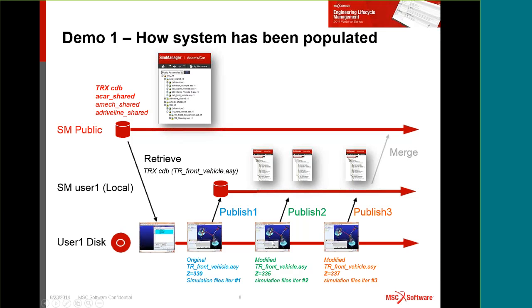For the second run, he modified the hard point position, saving and modifying the local assembly and subsystem files, running the second simulation, and then publishing the modified CDB and the simulation files into SimManager. Same for the third iteration. All these publications produced a local area inside the SimManager system. Okay, so let's go to the demo now.